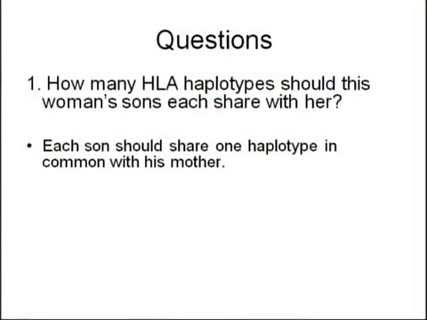Half, which means 50%. Okay. Well, half is right, which means each son should share 1 haplotype, because mom has 2. She's gonna give 1. So they should each share 1. Where would the other one come from? Not a trick question. The father.